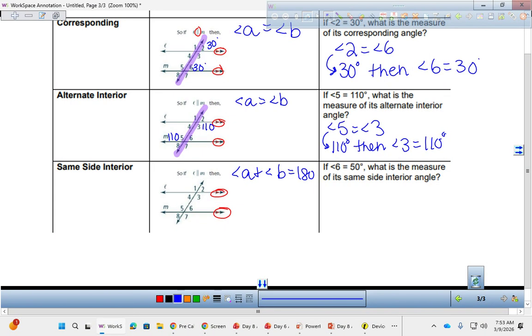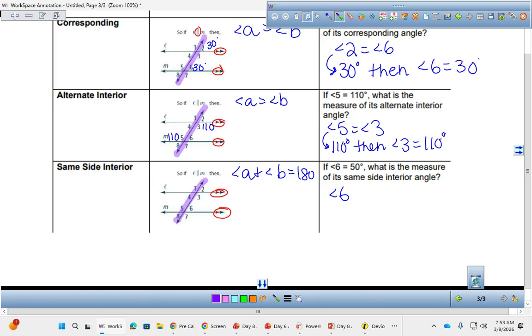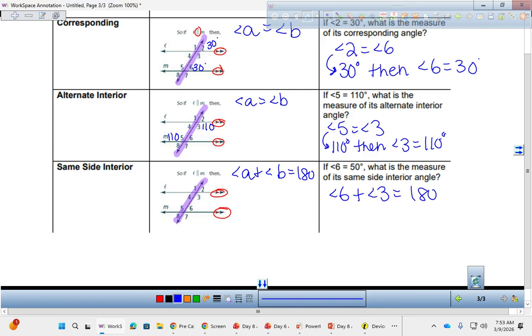So if I have angle 6, then I just need to figure out what is the same side interior angle to angle 6, and that's angle 3. And you can tell they're not equal, right? Because angle 3 looks obtuse, but angle 6 looks acute. So just by looking at them alone, I can assume they're not equal. And the only other relationship you're going to do is 180. So if they don't look equal, then they're 180, okay? So angle 6 plus angle 3 equals 180.